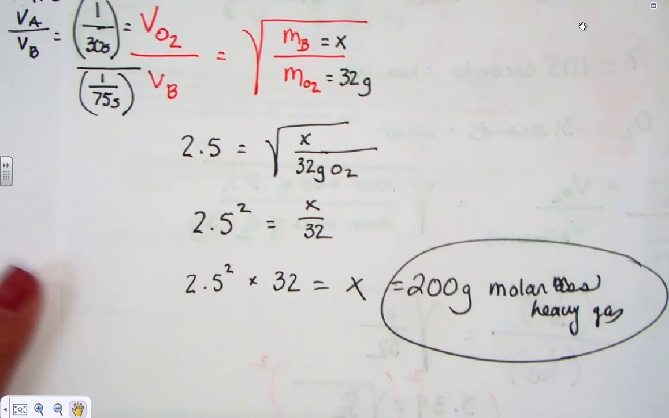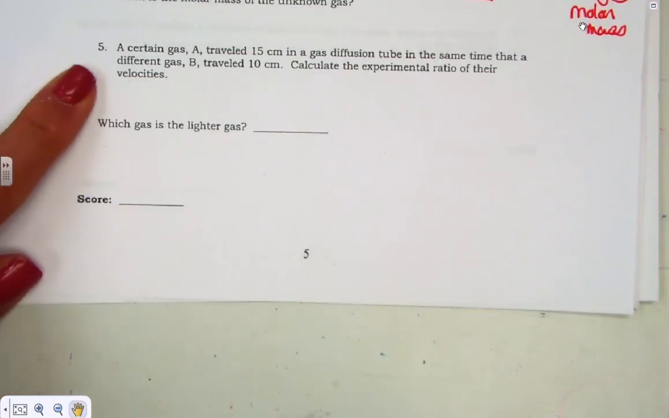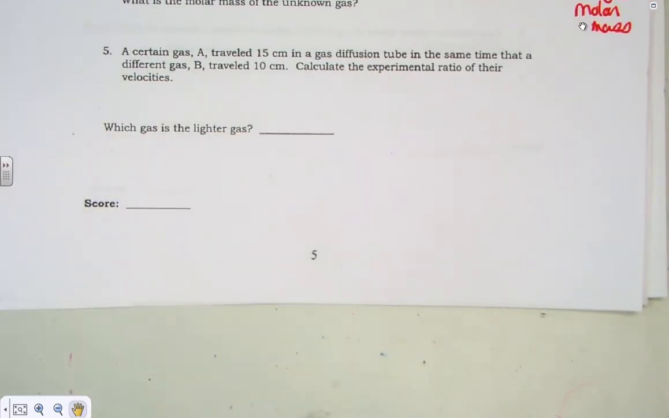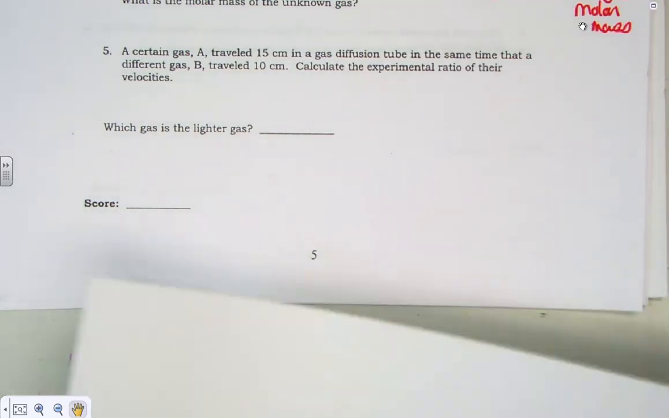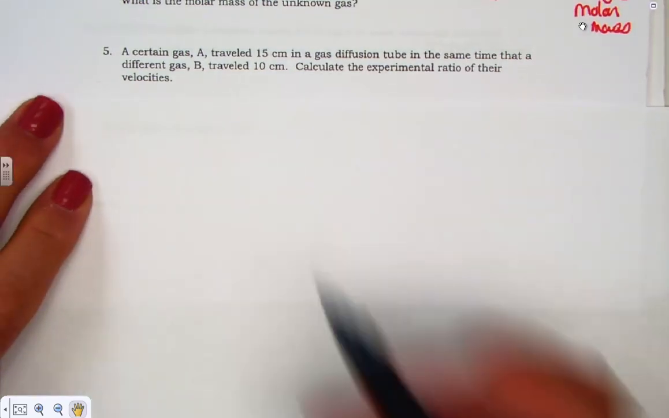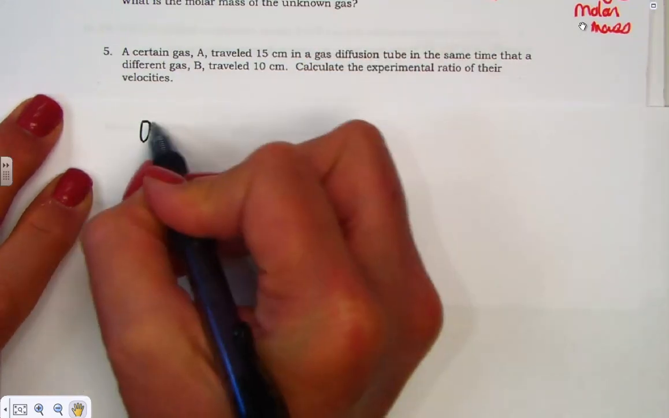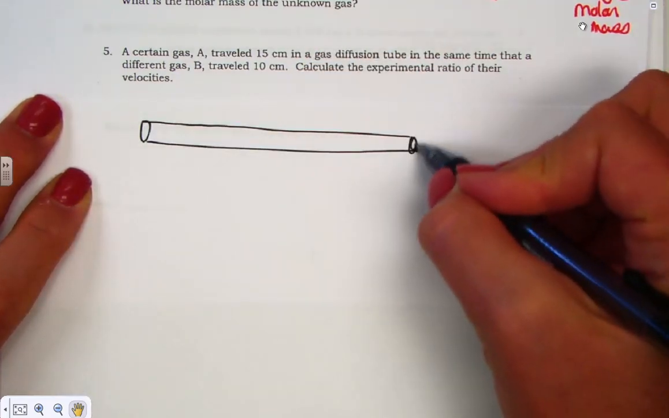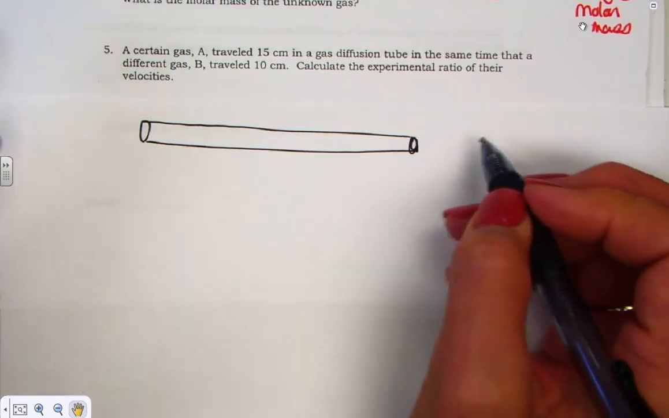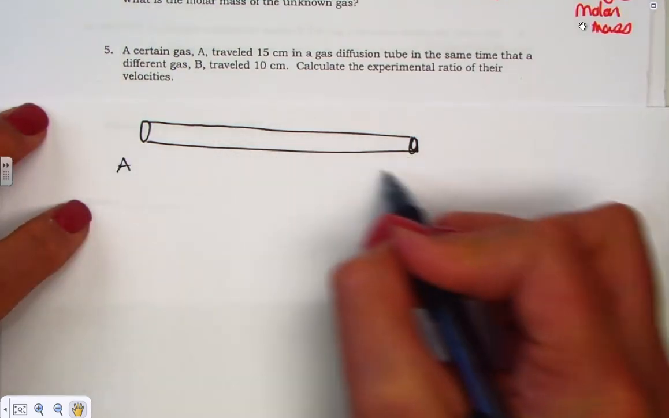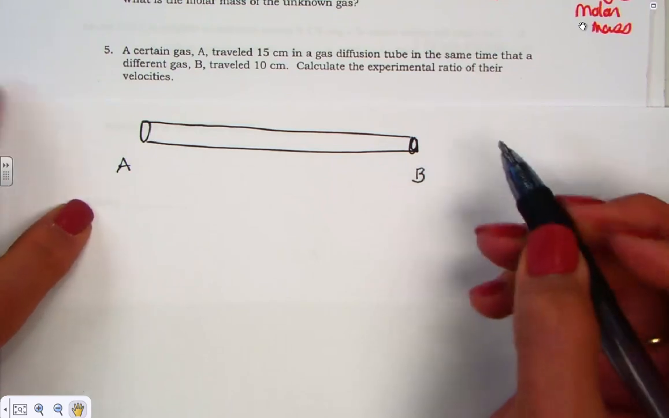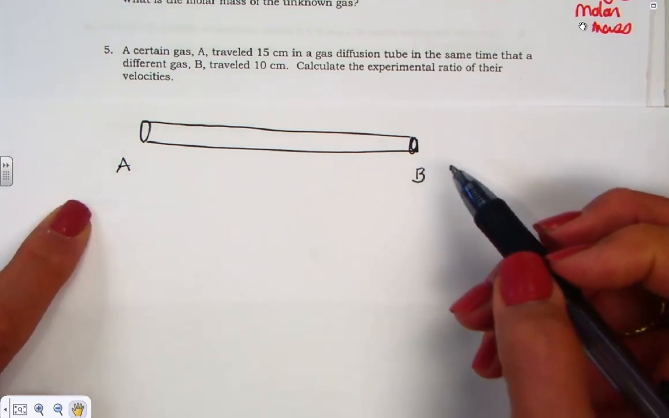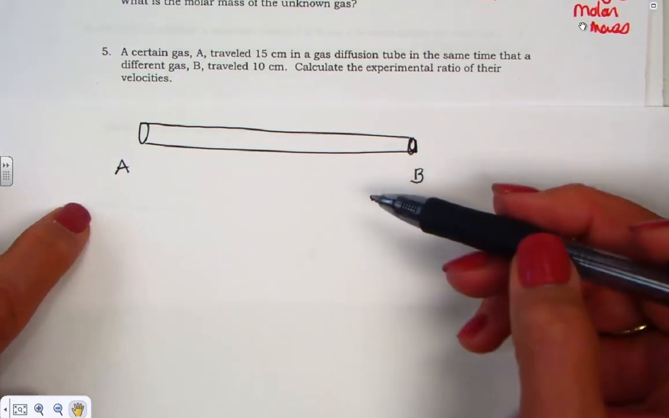Maybe you're laughing. One more, number 5. A certain gas A traveled in a diffusion tube. Let's kind of model what I've got. Draw this with me. I've got a diffusion tube, just a piece of glass tubing, and I'm going to introduce gas A at exactly the same time as gas B. Very similar to the demonstration this started with.